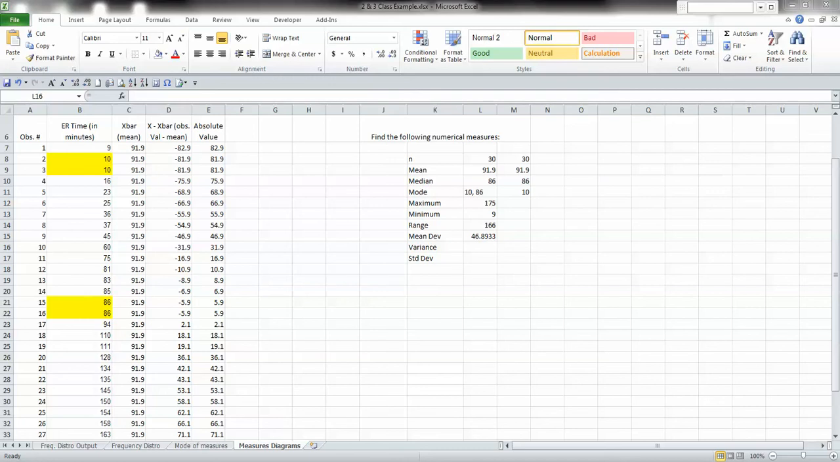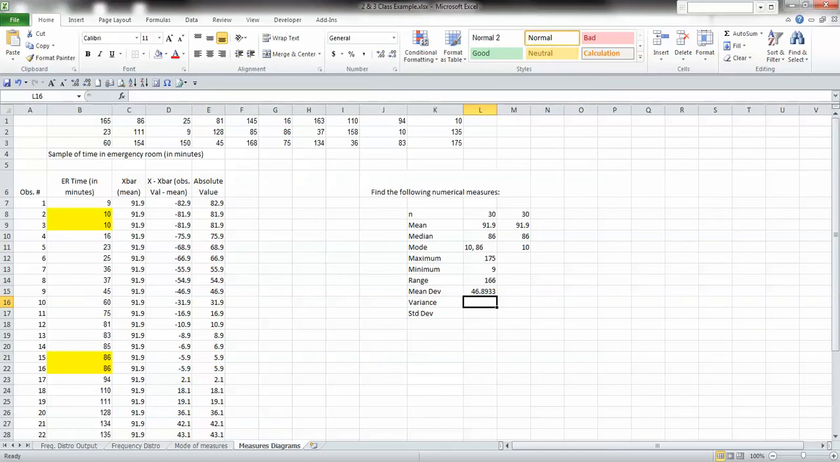The next value we have to calculate is the variance. But if we scroll up, we'll notice that we're talking about the sample of time in the emergency room. So let's clarify this and put in sample variance. And if our variance is from sample data, so is our standard deviation. So let's put that in as well.